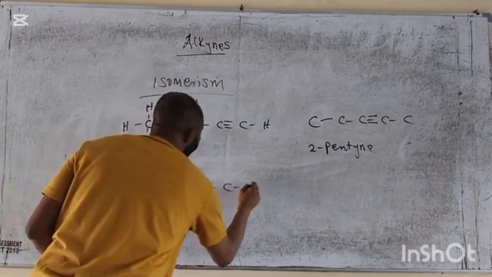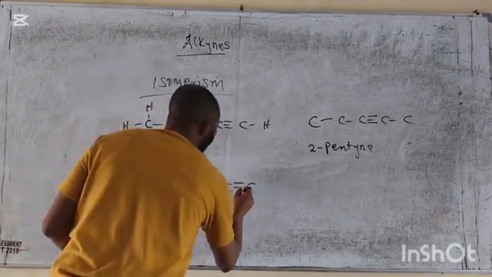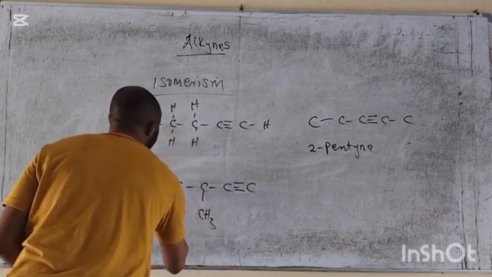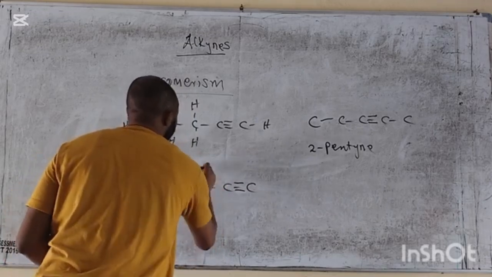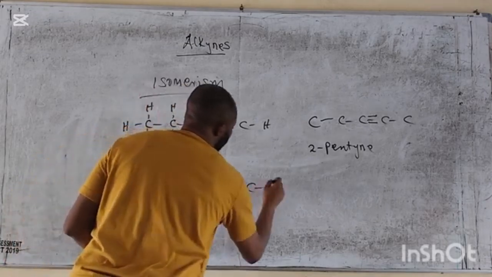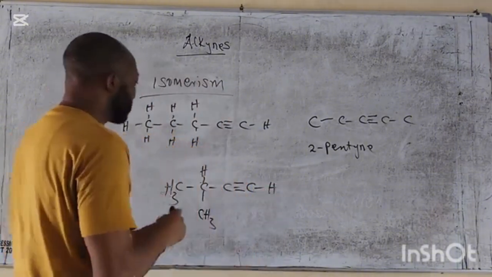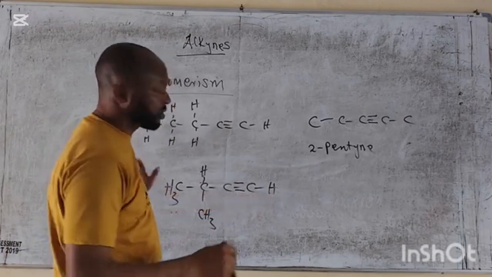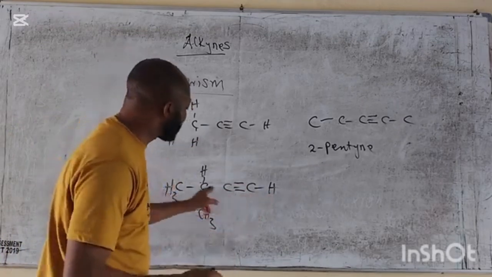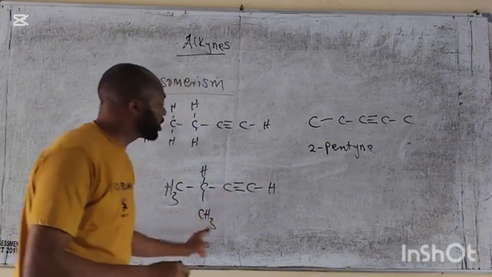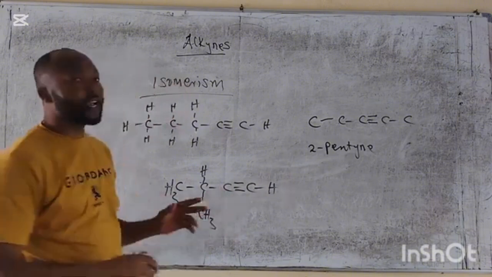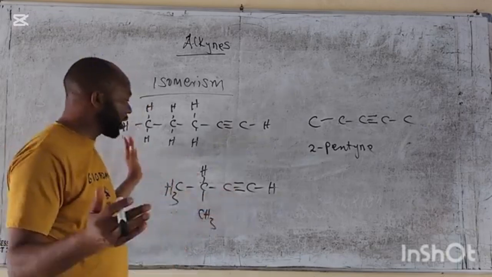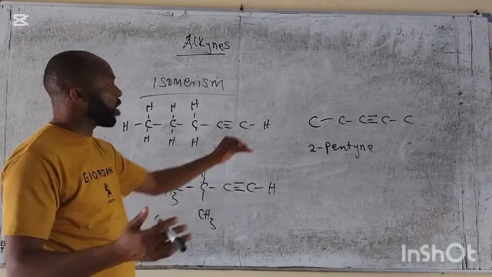1, 2, 3, 4. I put my triple bond here and I put a methyl here. So this is CH3, 1, 2, 3, 4. So this is 1, 2, 3. 3-methyl, butane. Okay, 1, 2, 3. In 3 we have a methyl. So 3-methylbutyne or 3-methylbut-1-yne. I don't need to tell you it's but-1-yne because it is in the terminal carbon. Alright? So by so doing, these are all isomers.